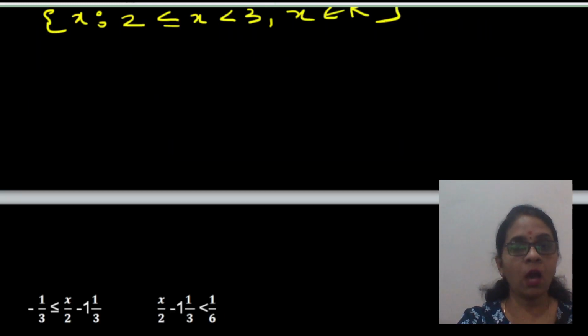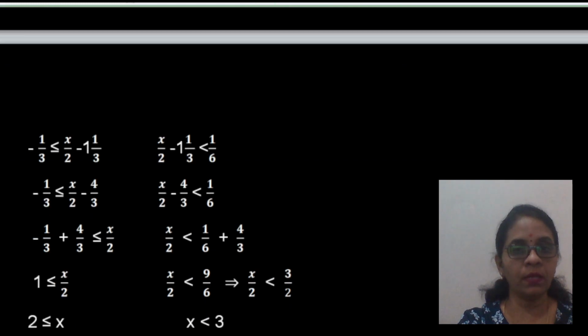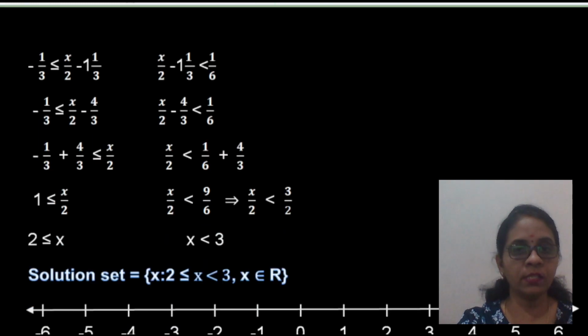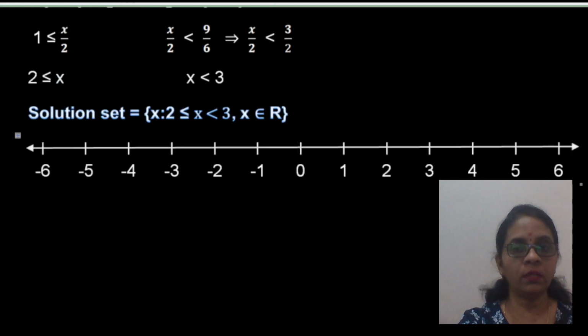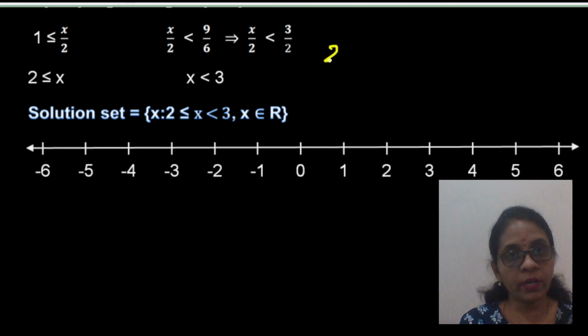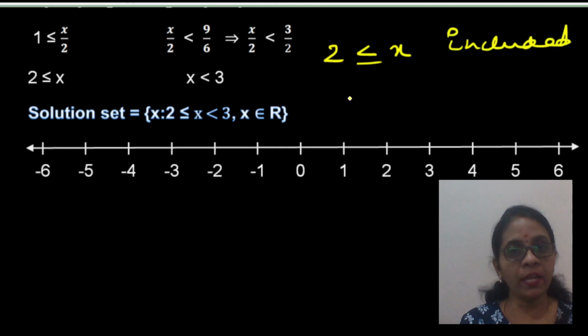So let's see how we mark it on the number line. This is the solution, 2 less than or equal to x less than 3. Now how do you show it on the number line? First tell me, is 2 included? Yes or no? Yes, 2 is included. Why? Because 2 is less than or equal to x. This is included. Is 3 included?